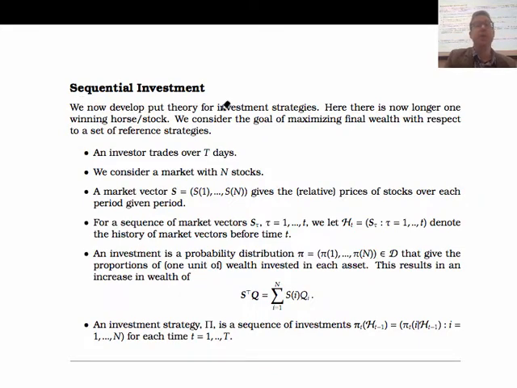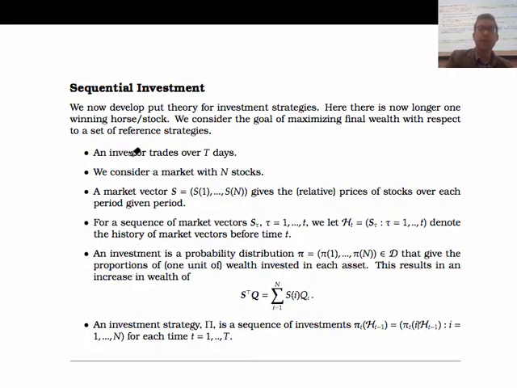We're now going to develop the theory that we considered for prediction in the previous one, and consider it for the problem of investment. Before we were considering prediction, now we're considering investment. There's no longer going to be one winning horse or stock. We're going to consider the goal of maximizing final wealth with respect to a set of reference strategies. We're going to be given some strategies of investing in the different stocks. It could be just investing in a single stock, but we could consider more complicated things, where you have some portfolio balanced between the different stocks. Within those reference strategies, we want to come up with an adaptive strategy that performs at least as well as the best of those.